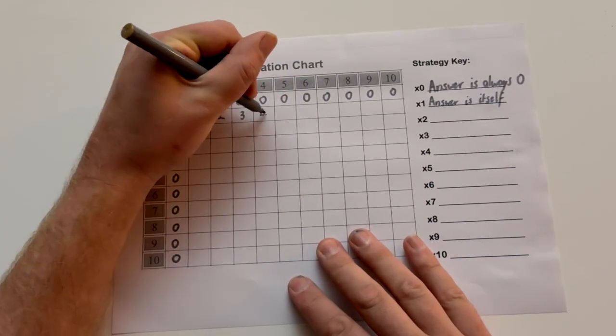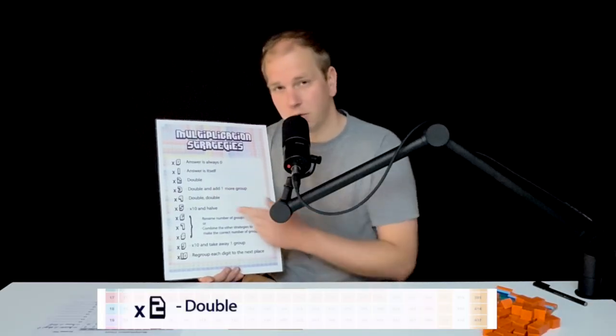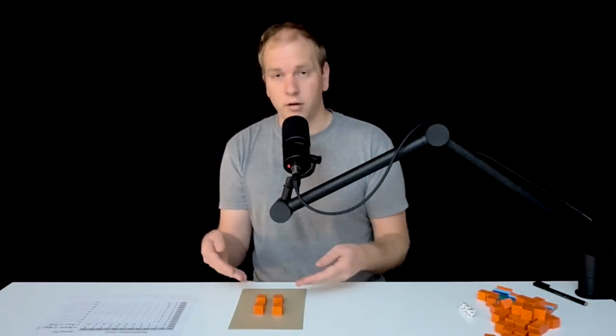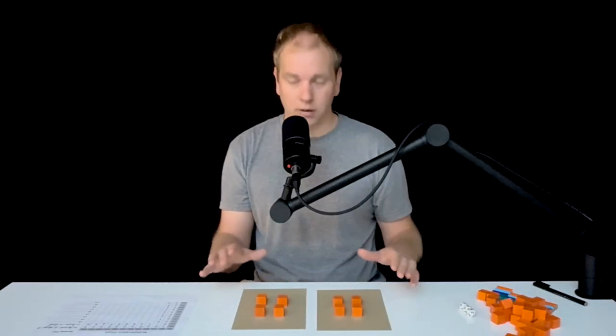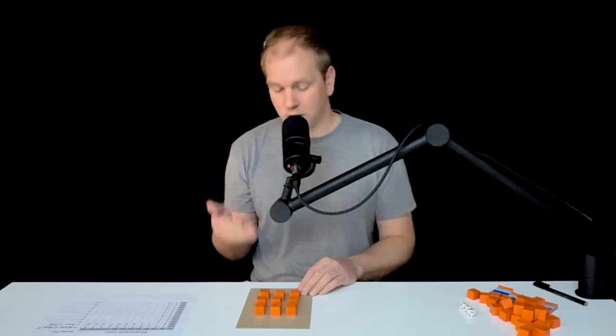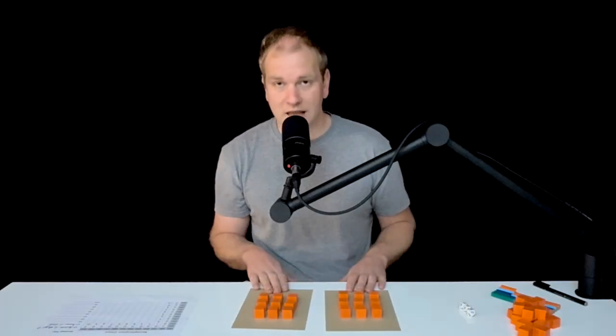So now that we've got the first two really easy ones out of the way, now it's time to focus on the main strategy we're going to be practicing today, which is doubling. So we're going to be starting with times 2. So anything that's multiplied by 2, we just know we need to double it. If I've got 4 times 2, I'm just going to double 4 and I'll get 8. Or whether it's 9 times 2 or 2 times 9, I'm just going to double my 9 to get 18.